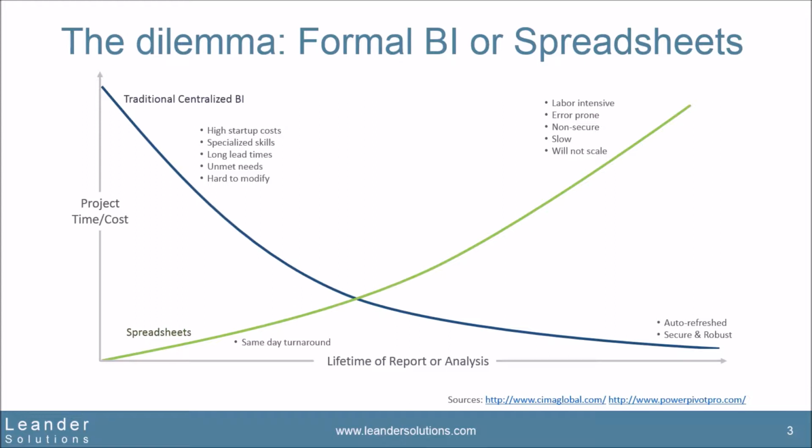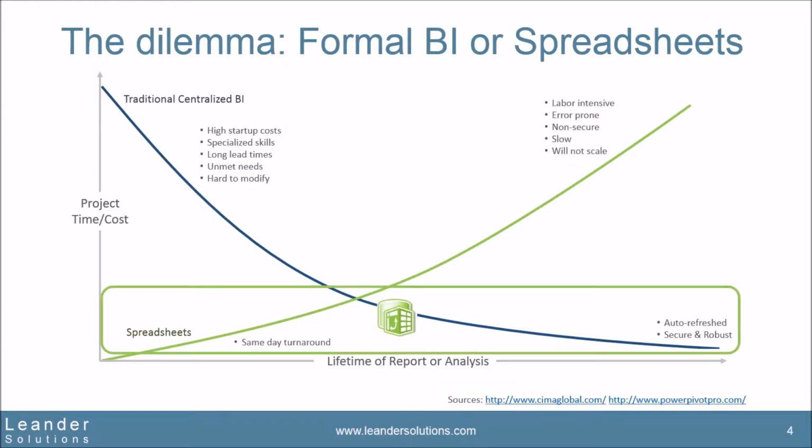The green line depicts the initial low costs and quick startup of a spreadsheet-based approach, but costs increase over time and problems are frequently experienced, including an inability to scale. But Power Pivot can offer many of the benefits of both approaches, with quick startup and a stable platform that is secure and automatically refreshed. I'm not claiming that this is the right tool for every BI problem, but it is very powerful.